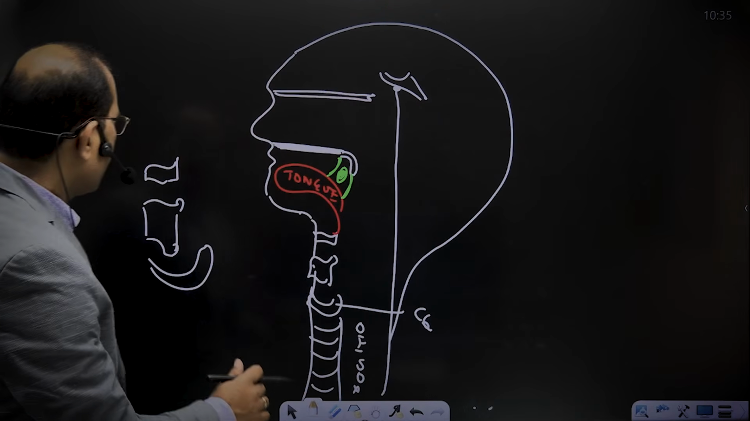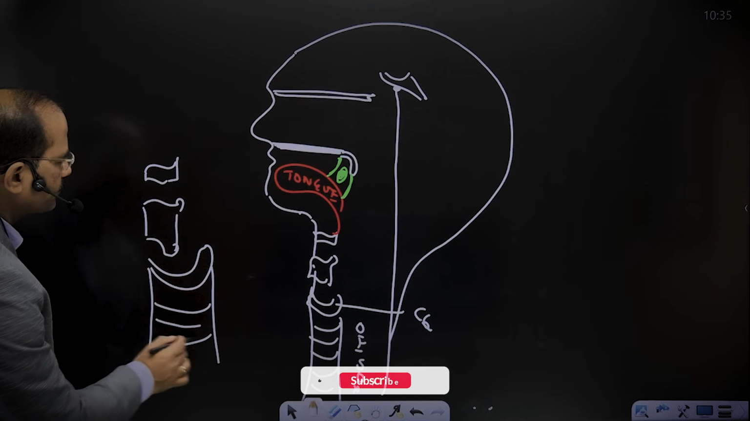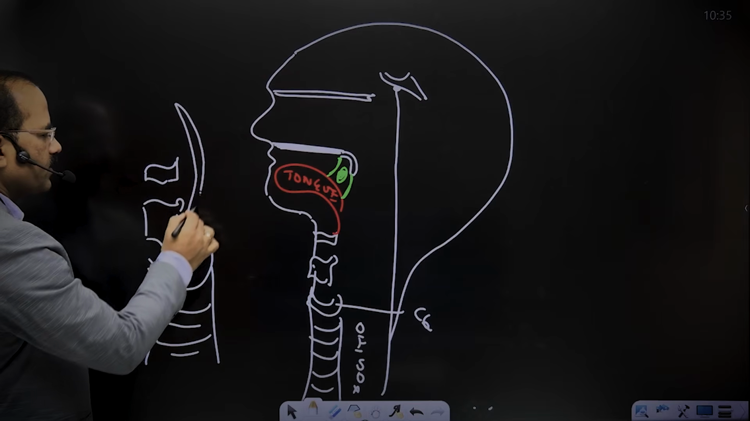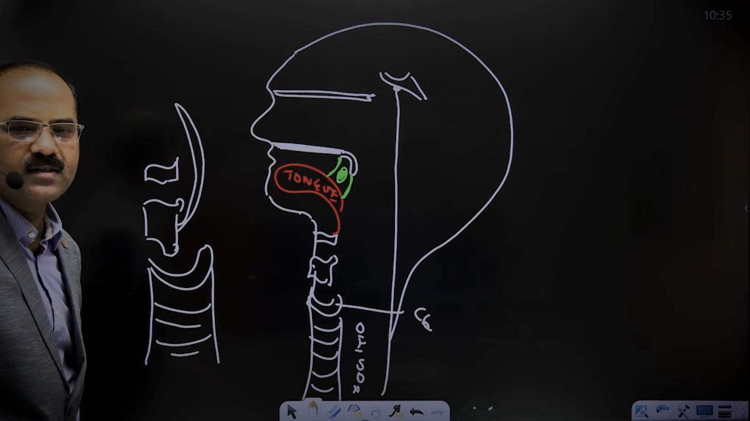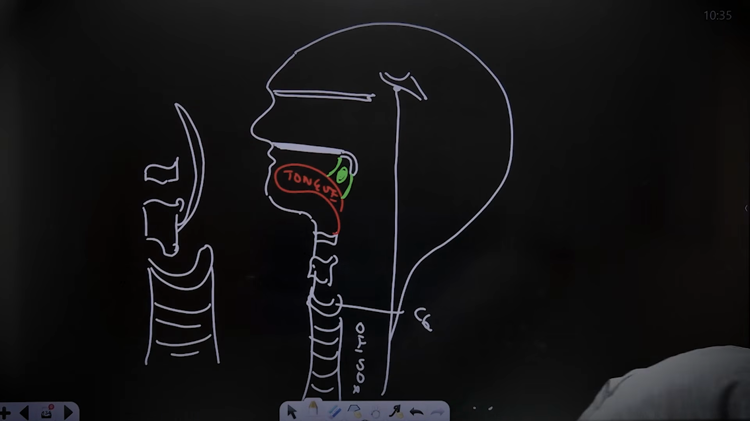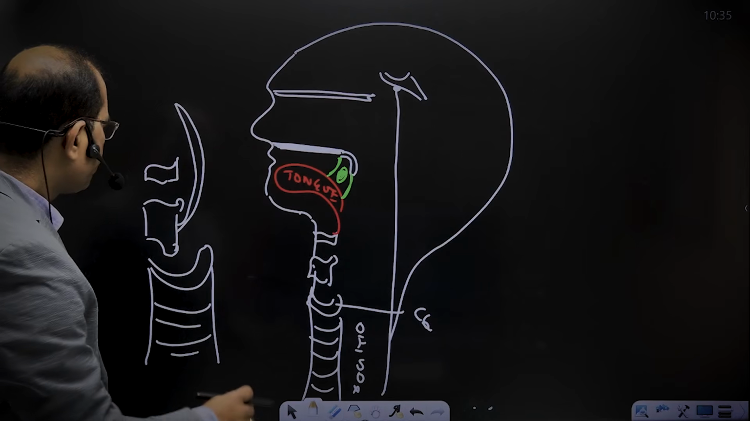Fine. Now, what is this? That's the trachea, right? What is this which begins from the thyroid? That's the epiglottis. Okay, the one which begins from the thyroid is the epiglottis. Fine.